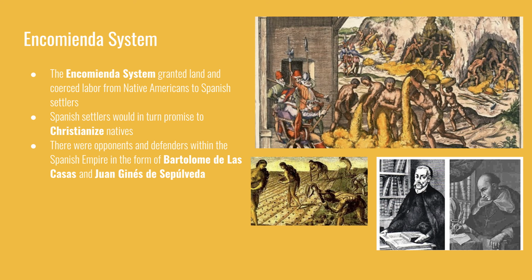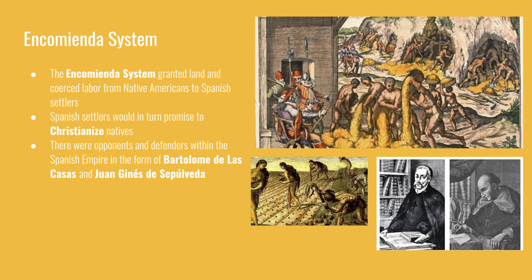There were debates over the ethics of this within the Catholic Church. There were two priests with the Catholic Church advocating for opposing viewpoints. Bartolomé de las Casas was advocating for the end of the Encomienda system, saying that it was unethical. He said that the natives that he had encountered were human and had the capacity to be converted to Catholicism and Christianity. Therefore, they should not be enslaved.